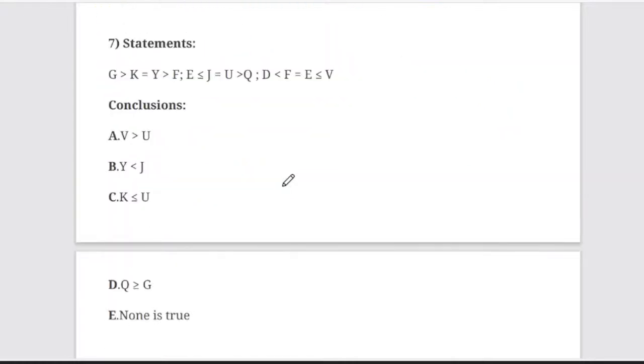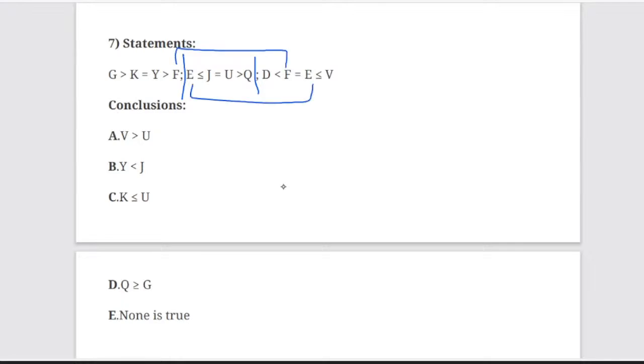Question number 7. Now, question number 7, again, just like the previous one, we need to find for each and every one. Now, this is the first, second, and third. Now, we need to go from first to second. How will we go? We cannot go from first to third. We can go by G, K, Y, and F. By F we can go from first to third, and from second to third we can go by E.